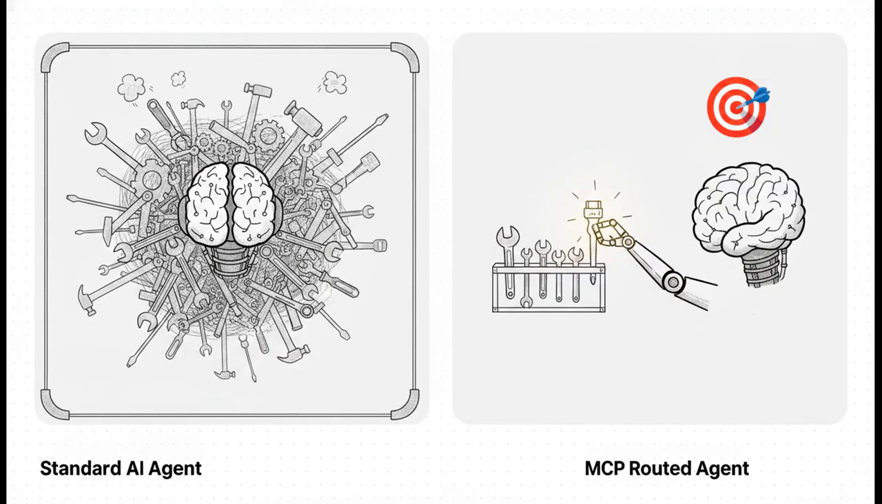Just contrast the two approaches. A standard AI agent has access to all its tools simultaneously. That bloats the context window and risks total confusion. But an MCP-routed agent only exposes the relevant tools. These clear architectural advantages of the MCP framework are what ensure both top-tier safety and blazing speed for real-world tasks. It's a total game changer.